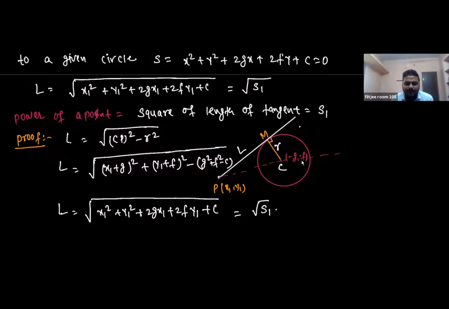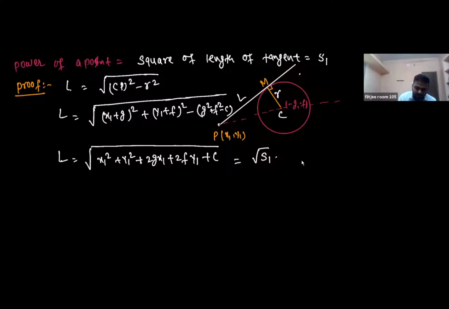So the length of tangent from an external point, if you want to find it, the formula is square root of S1. In future, don't use any theorem, Pythagoras theorem or anything. Directly you can use the formula and you will get the answer. Okay.